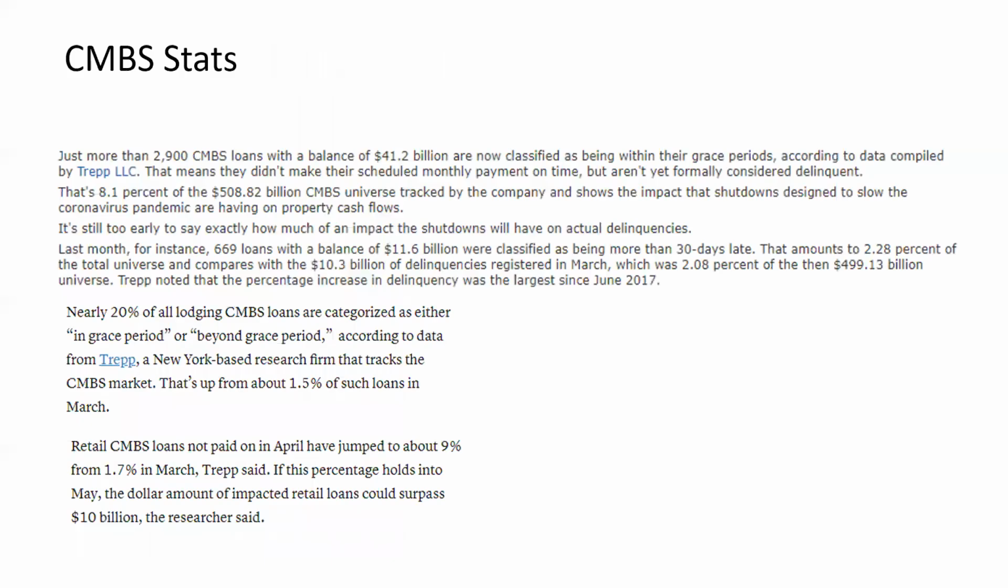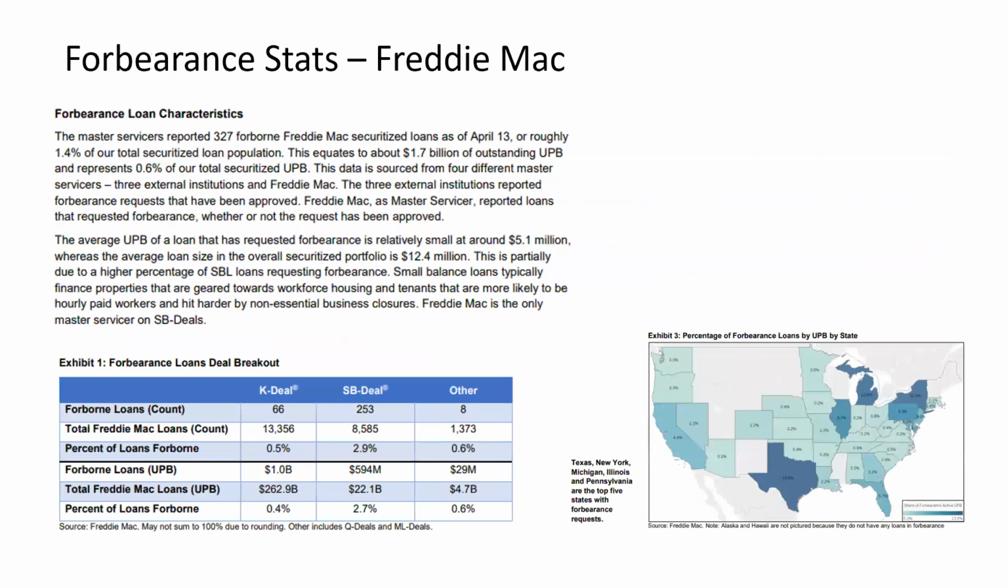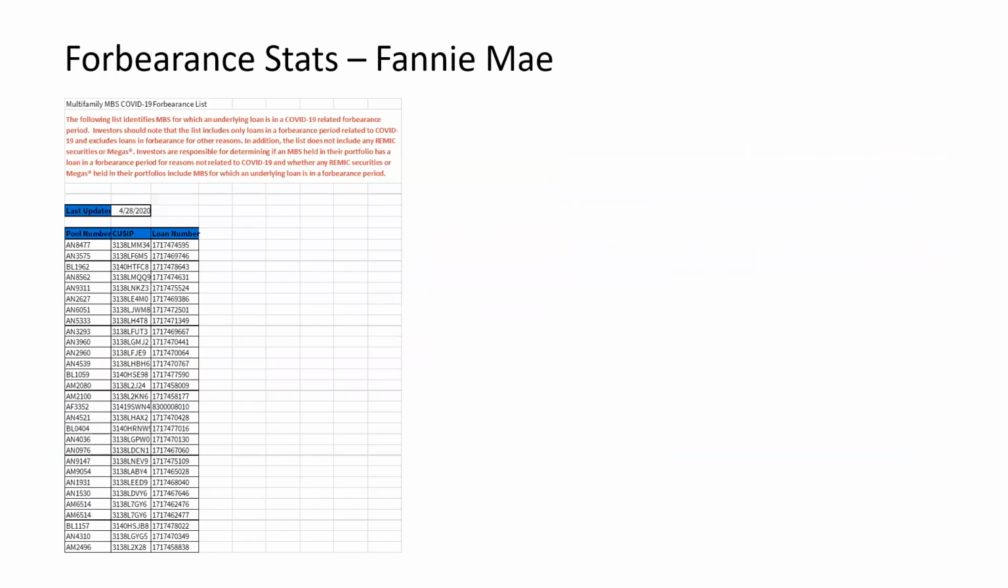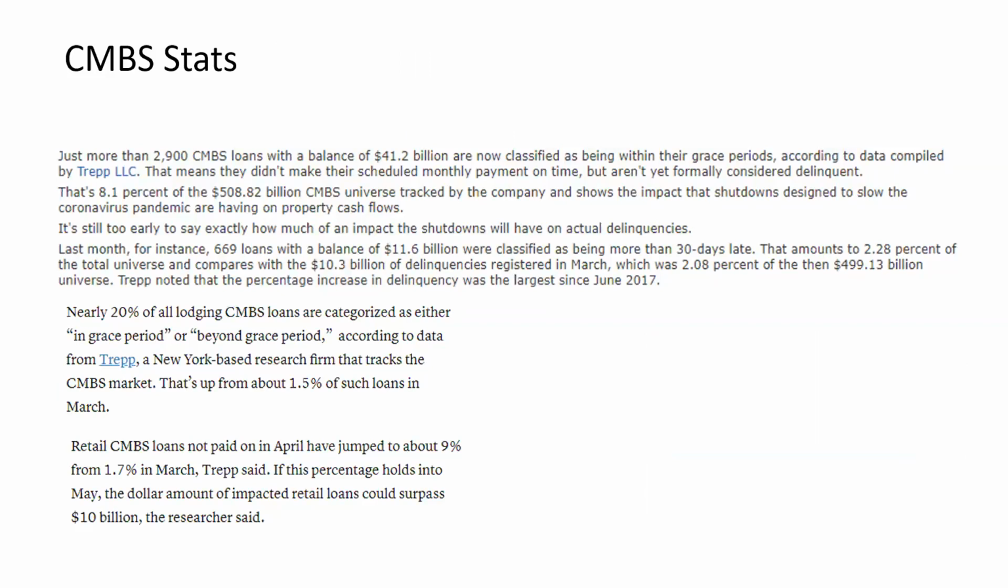And then on the CMBS side, I focus on multifamily, but on the hotel side, they're seeing nearly 20% of all hotel loans basically in a grace period, which basically means they either didn't pay their April payment, are asking for forbearance, or asking to be switched to a special servicer. And then retail loans, 10% of those have already not paid in April. So in terms of Fannie and Freddie being 1% compared to 20% and 10%, I think that speaks to the resiliency of the multifamily asset class.